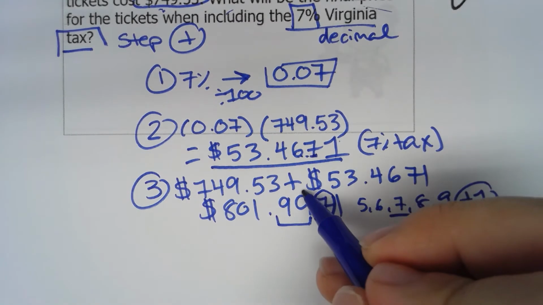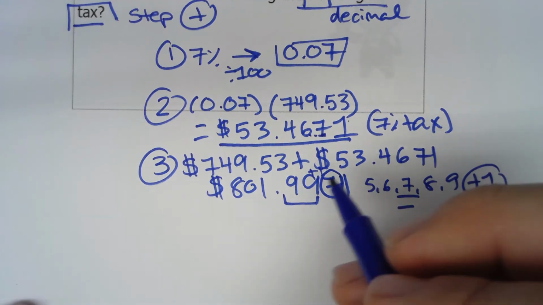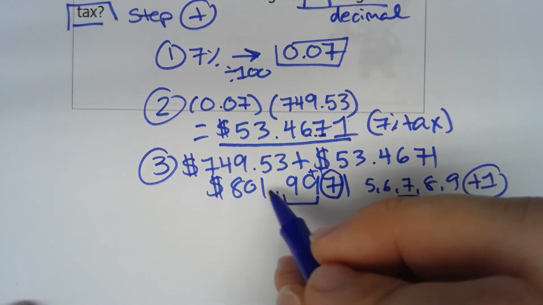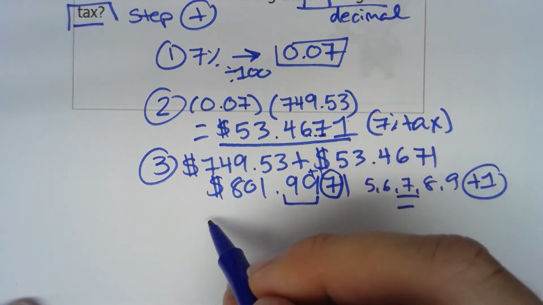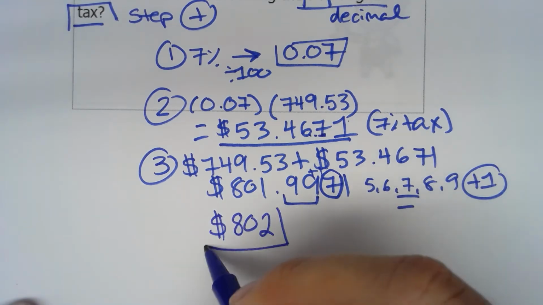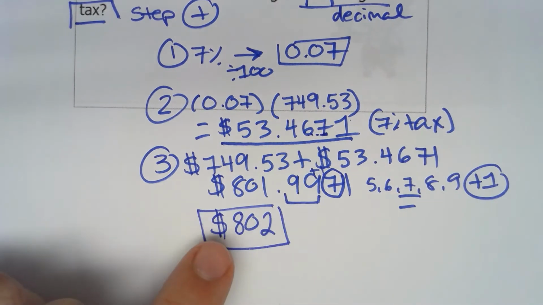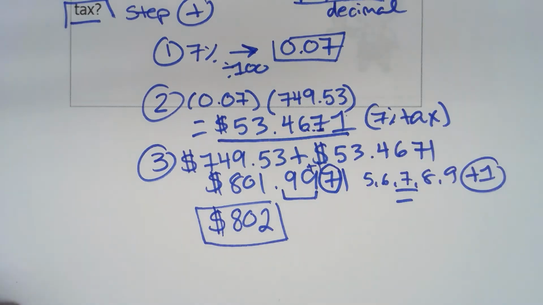So I have to add 1 more to 0.99. When I do that, it becomes 0, and I have to change this to 802, right? So my final price is going to be $802. That's how much I pay total after I add the 7% tax.